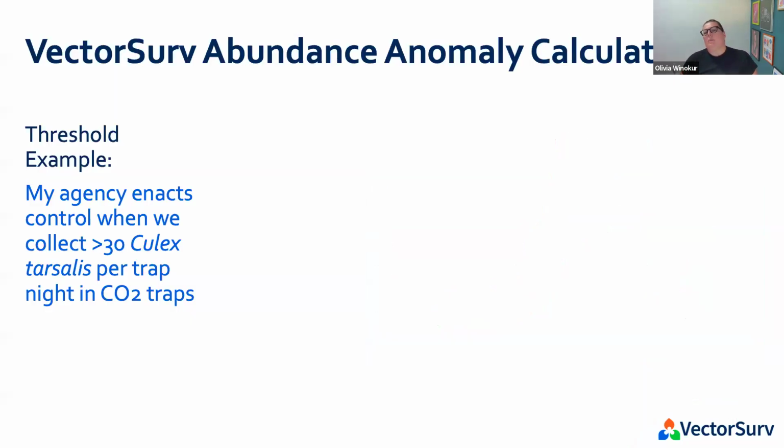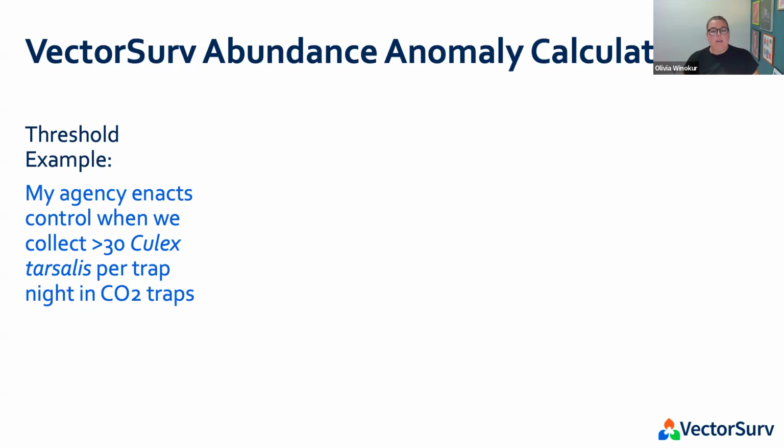So using UtahSurv's abundance anomaly calculator, say my agency, Olivia Winoker here in California, has an action threshold that when my agency collects more than 30 Culex tarsalis per trap night in a CO2 trap, we do control. Now that is not necessarily an action threshold that will work for your agency. It might not even be a very good one, but that's what my agency that I made up right now uses. So say my district is going to do control when I collect this amount of mosquitoes. Now, this is a fairly simple threshold, fairly simple to calculate.